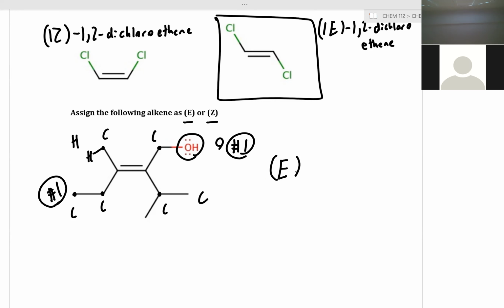What about the bottom right? So we essentially split our alkene in half and we figure out the highest priority group on each side of the alkene. So we designated the ethyl group as higher priority on the left and the alcohol as higher priority on the right. Then we look and see whether they're on the same or opposite sides of your alkene. Yep.